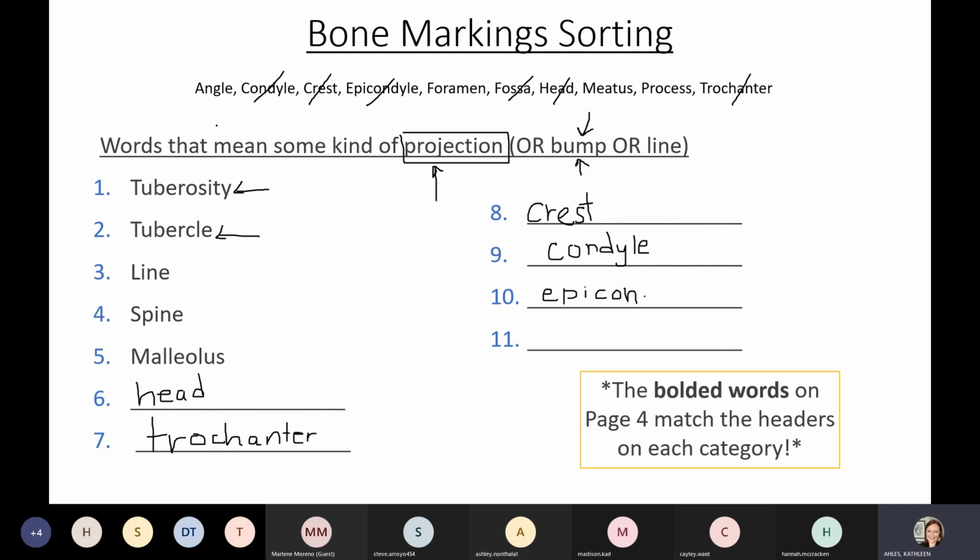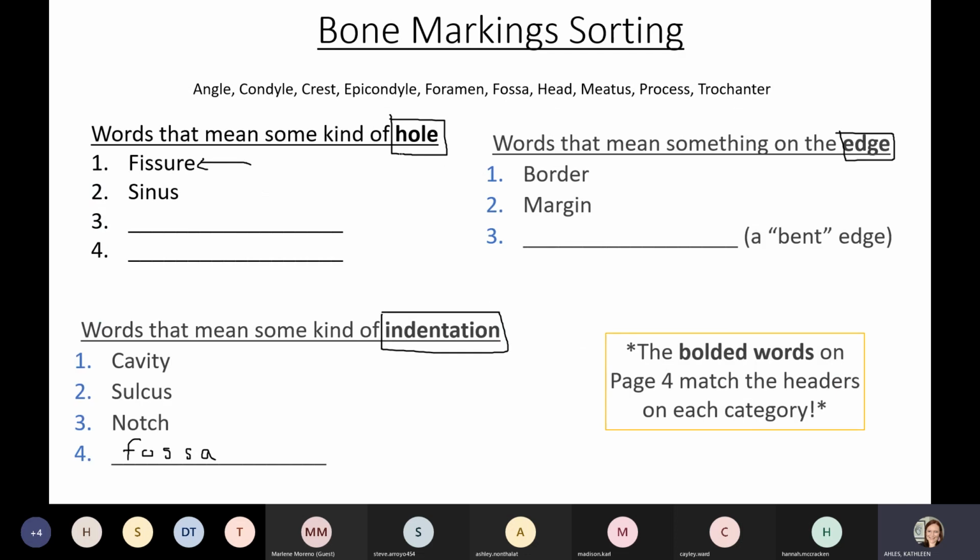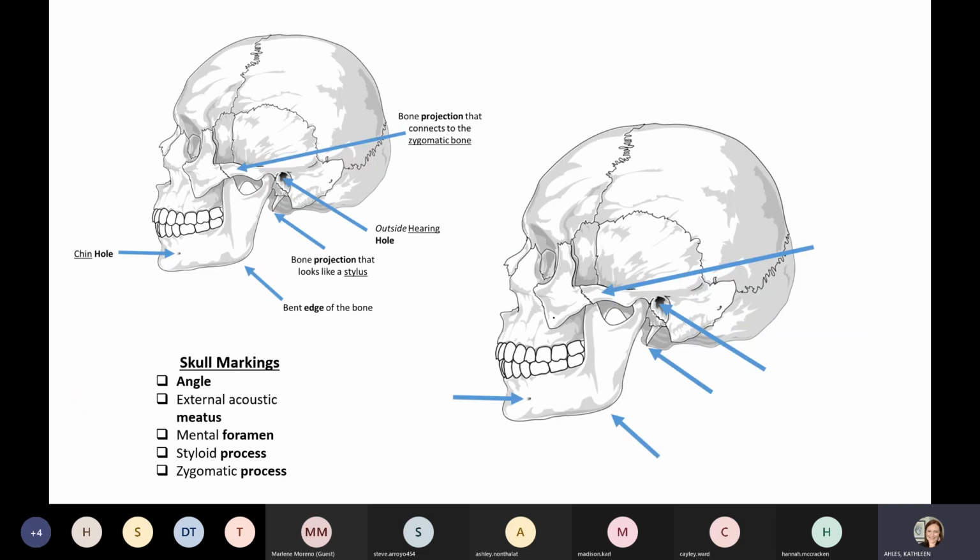And the way you're going to know how to sort them, whether they're a projection or a hole or an edge, is by labeling the bone markings on the skull and then checking out what word is in bold. Here's an edge word, here's a projection word, here's a hole word. So use that to help you complete your list. Then memorize those lists on page 5.